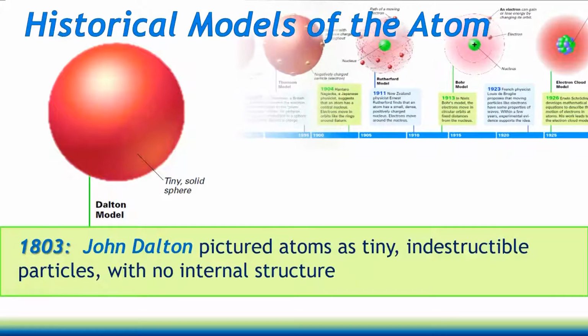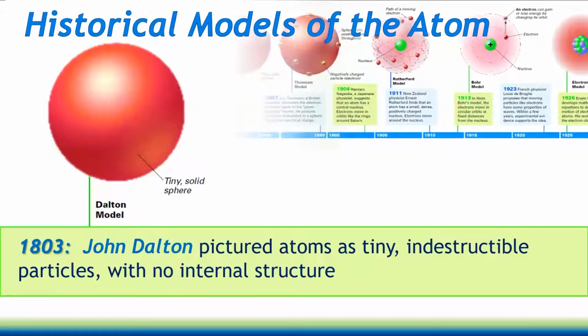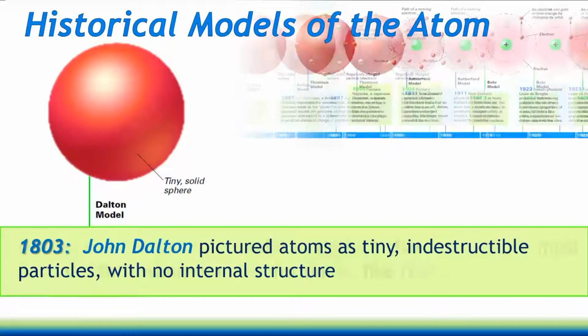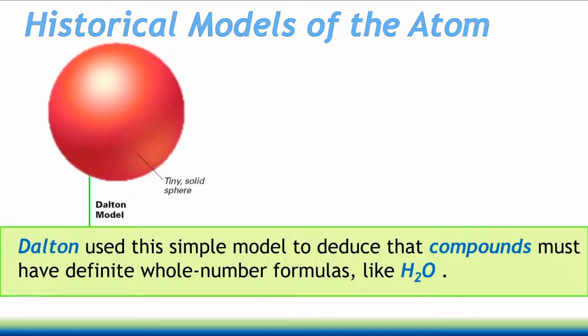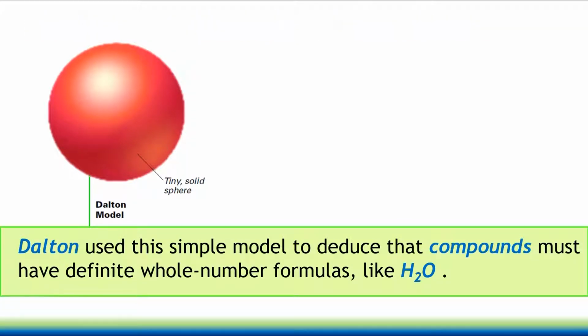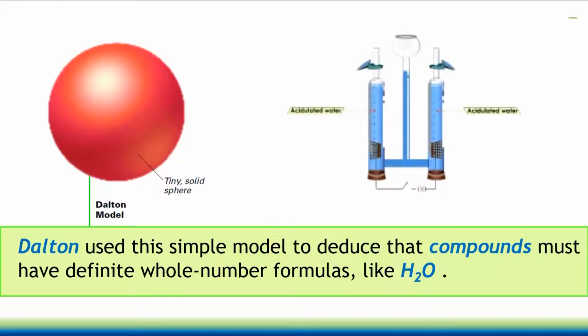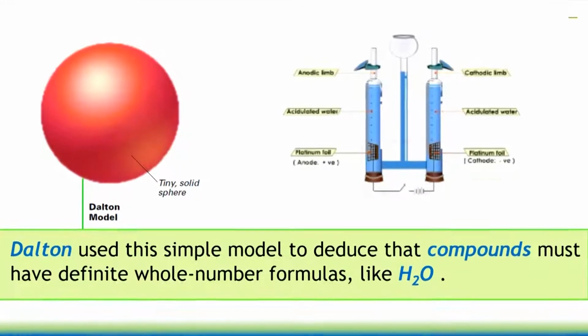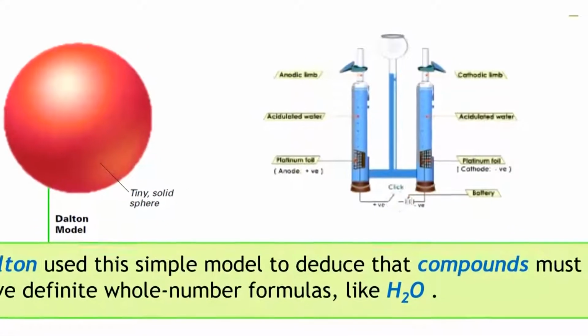Now, you may not be impressed by this. It seems awfully simple, again, just like a little red rubber ball, but he was able to use this model to do some marvelous things. One thing he was able to do is deduce that compounds exist, that there are substances that are made by combining elements. And he says they combine by definite whole number formulas like H2O. Evidence for this can be seen in experiments like the electrolysis of water.